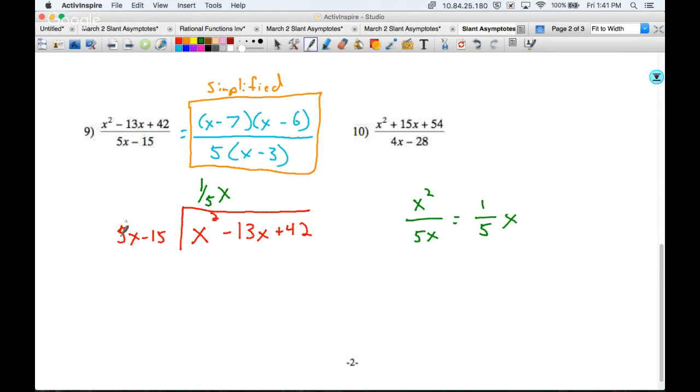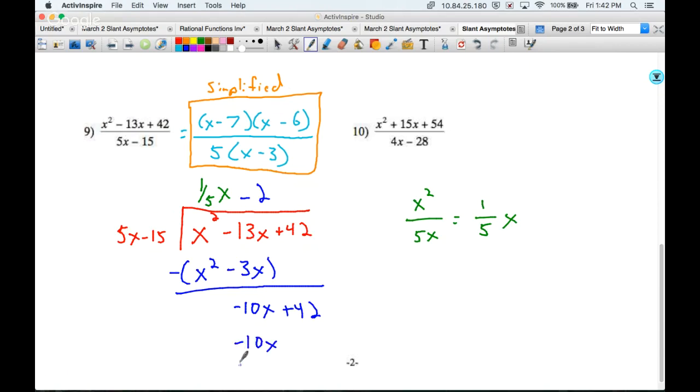Then I need to multiply that to both of these terms. So 1/5 x times 5x gives us that x squared. 1/5 x times a negative 15 gives us a negative 3x. Subtract that away, and those cancel. This becomes a negative 10x. Drop down the 42. 5x times what equals negative 10x? Well, that's just negative 2.